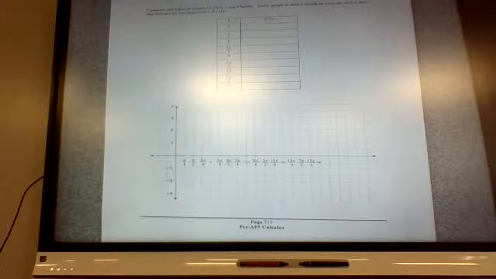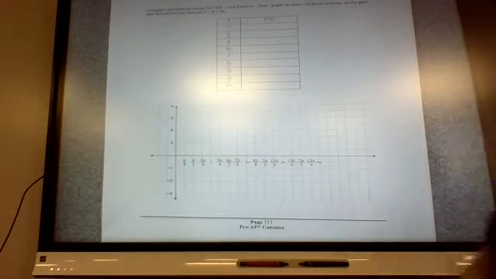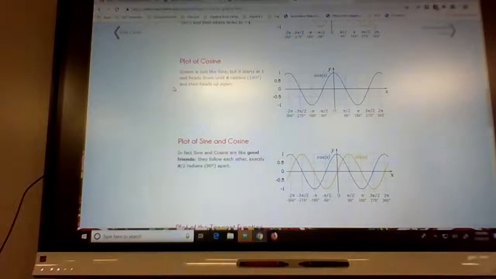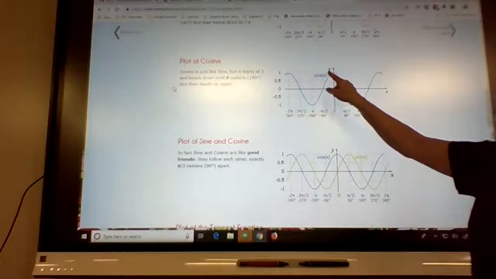I think I did it, y'all. I'm gonna show this beautiful plot of a cosine. I think I did it. It kind of looks like a hill. Yep, like that. There's a plot of a cosine. It starts at 1.